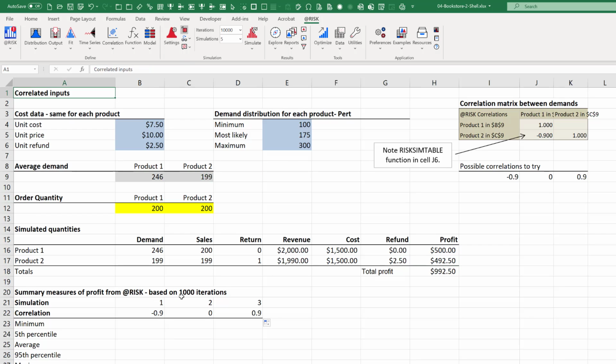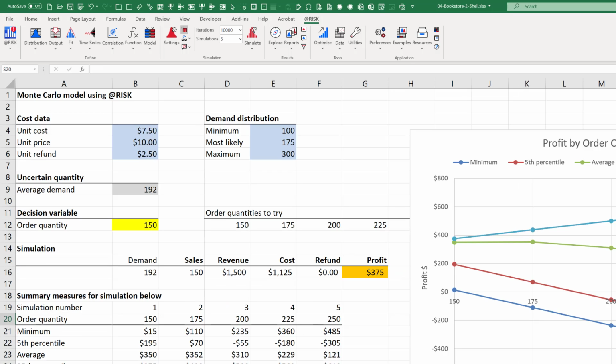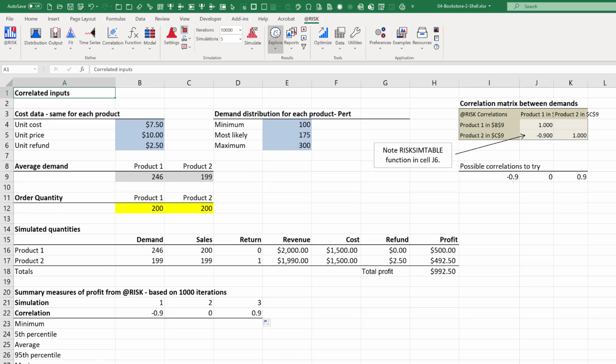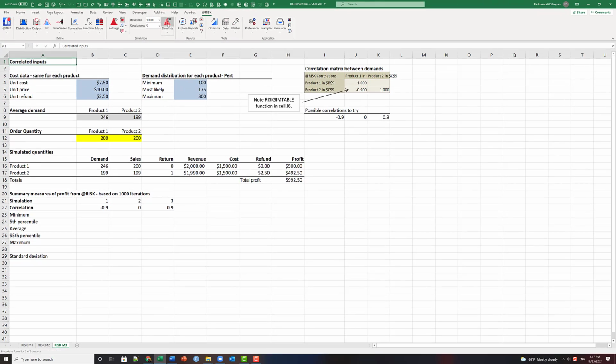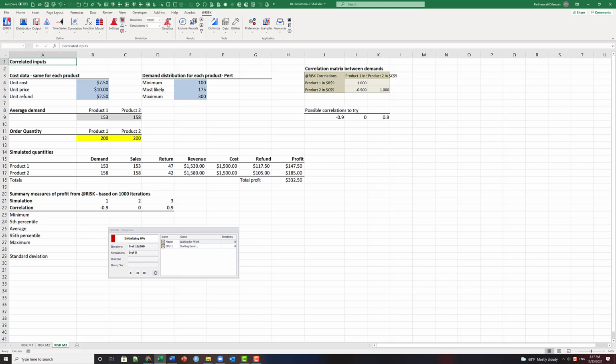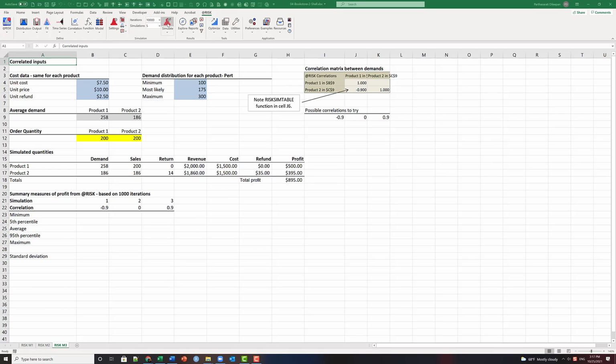Again, we need only 3 simulations, but since we ran 5 here, we'll leave that at 5 and we'll run the simulation. Okay, we're done with the simulation.